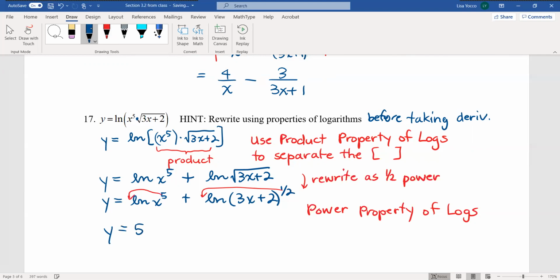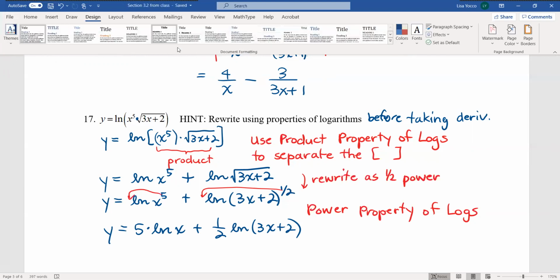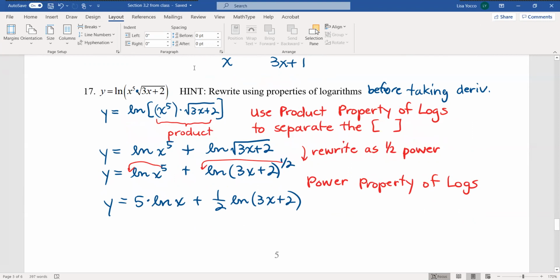That becomes 5 times ln of x plus 1/2 times ln of 3x plus 2. It's just way easier to get the derivative at this point than it would have been in the beginning. All right, so I've now used all the properties of logarithms I can. Now I'm ready for my derivative rules.